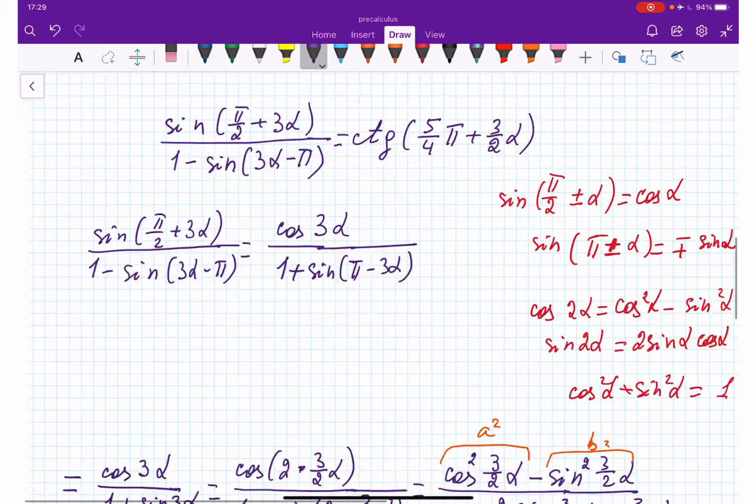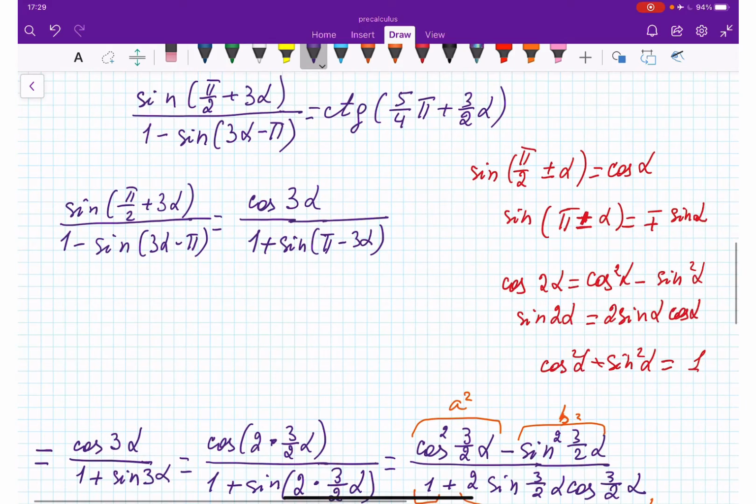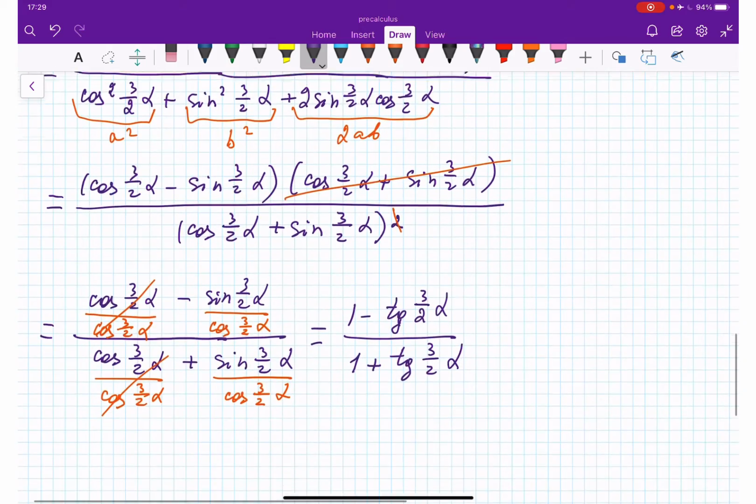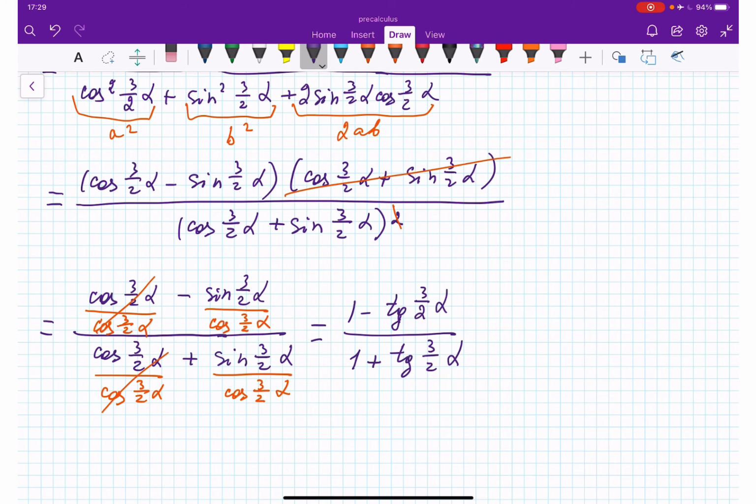So I would leave it like that, but we need to prove that it's equal, what was it? Cotangent 5 over 4 pi plus 3 over 2 alpha. Let me write down here. Cotangent 5 over 4 pi plus minus 3 over 2 alpha. This is what we need to prove.